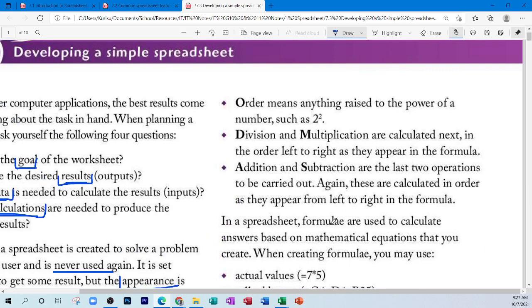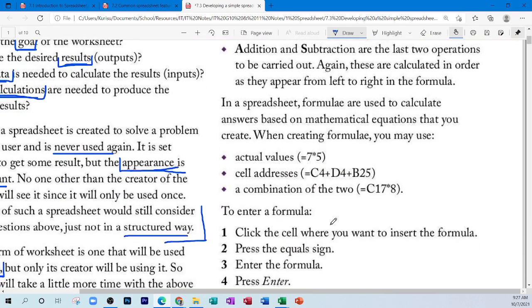Order means raised to the power of number, such as 2 to the power of 2. Division and multiplication are calculated next in the order left to right as they appear in the formula. Addition and subtraction are the last two operations to be carried out. Again, these are calculated in order as they appear from left to right in the formula.